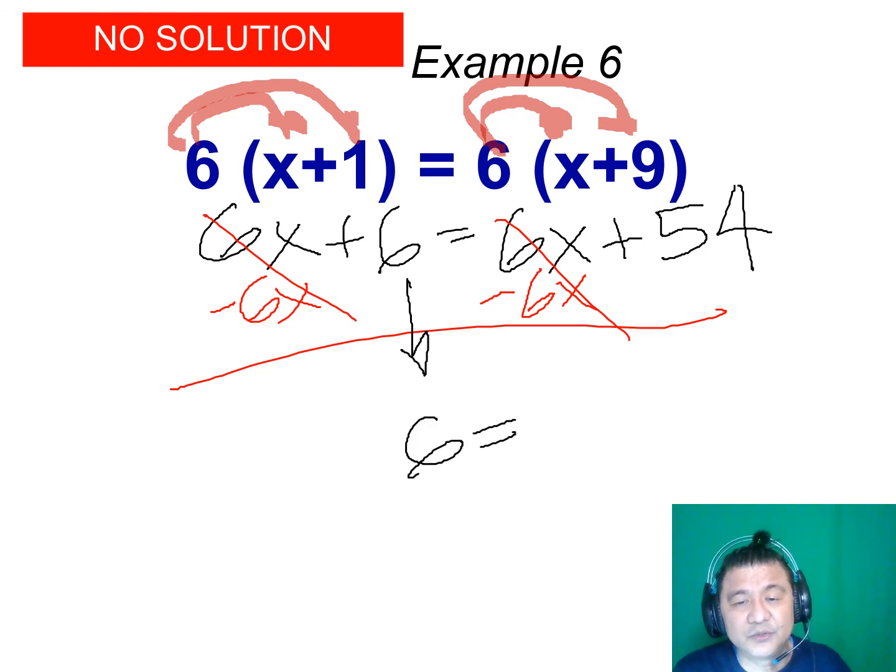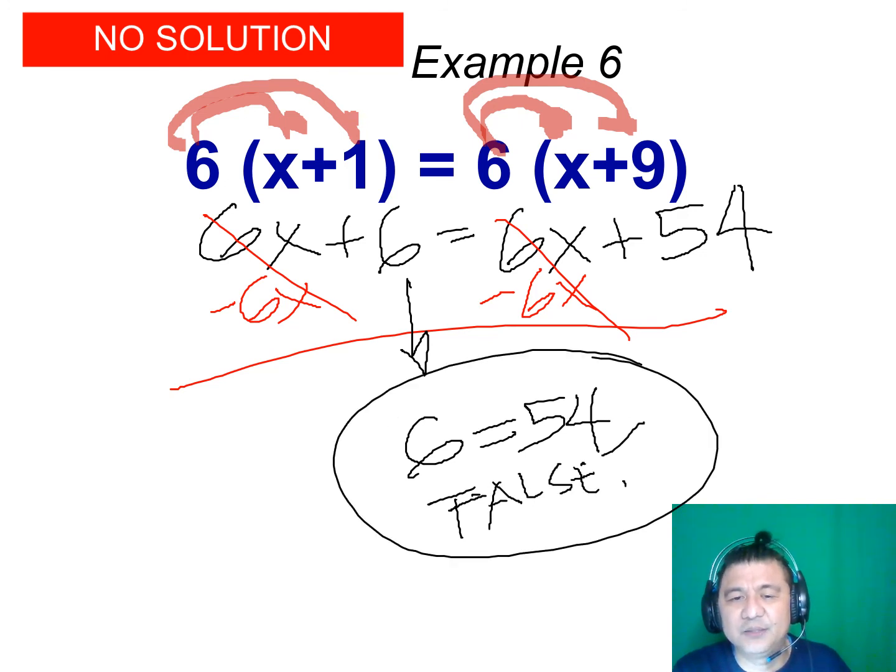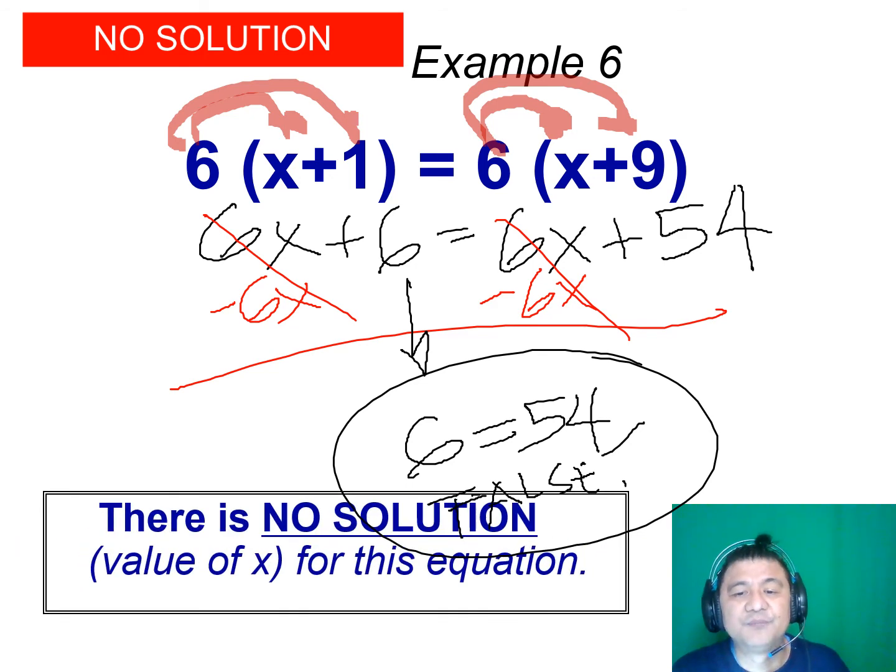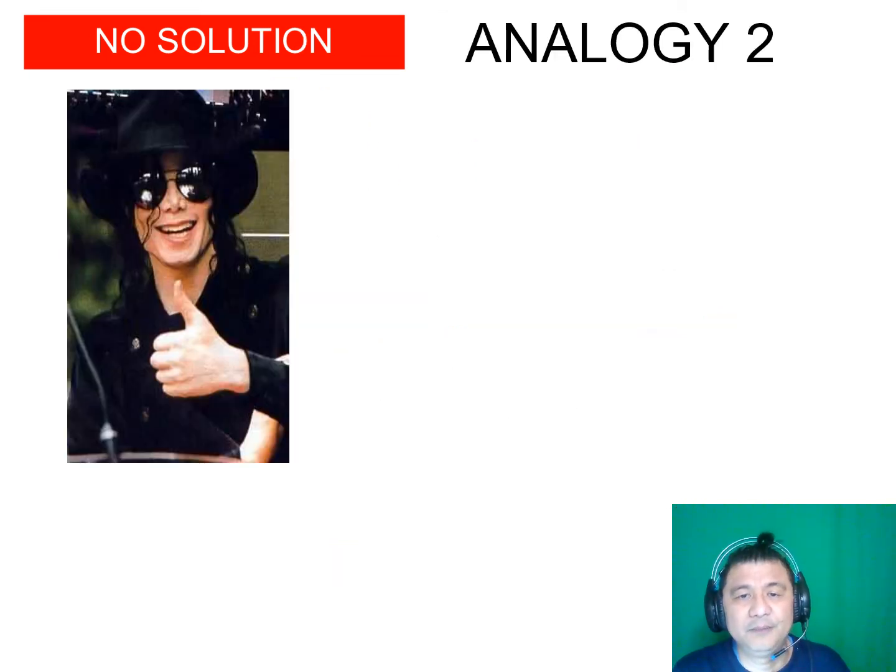6 is equal to 54. Is that a true or a false statement? It is a false statement. Whatever number you plug in, the x will just disappear, and what remains is 6 is equal to 54. So therefore, what is our conclusion? There is no solution that you can substitute for the value of x to make it true. It is always false. Okay, one more.